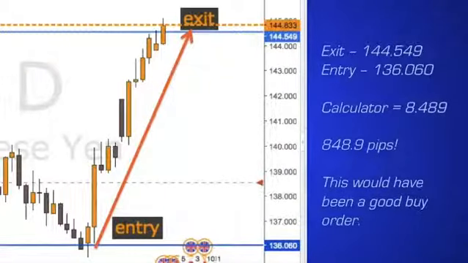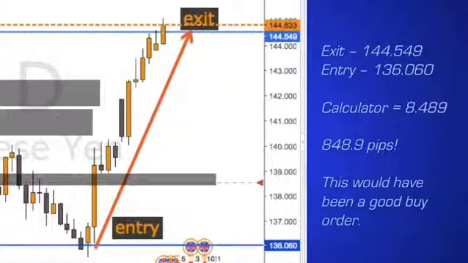All right. So hopefully you've done the math. If you did the math, you should have got something like this, 8.489 in your calculator. So now if you slide the decimal over 2 places, that's 848.9 pips. Woo-wee. And by the way, this would have been a very good buy order. You wouldn't have gotten something like this unless you were doing like a long-term order.